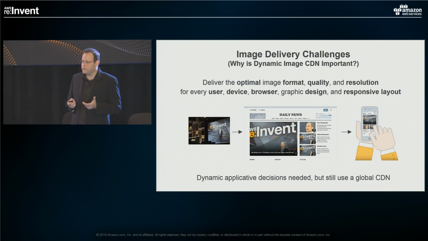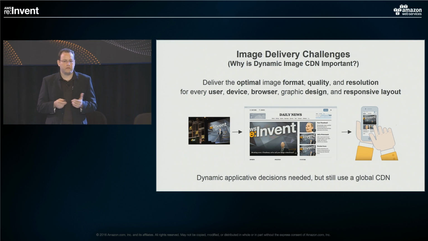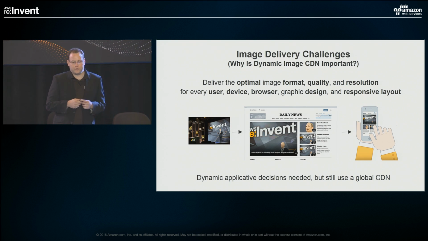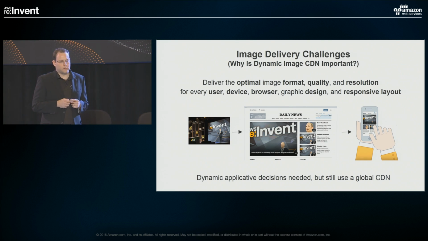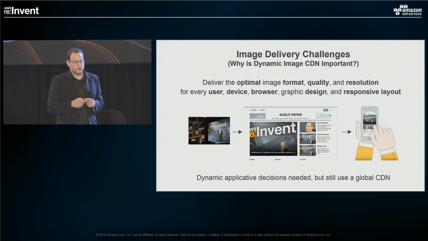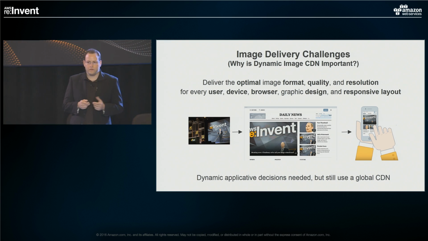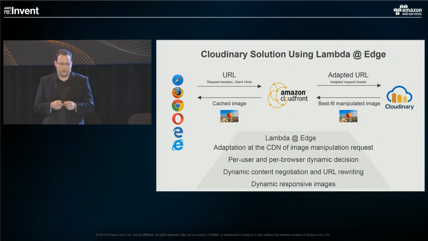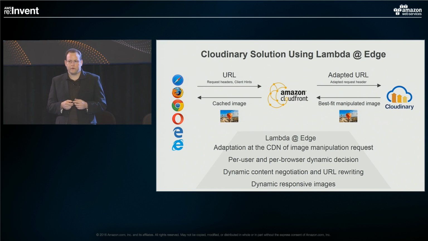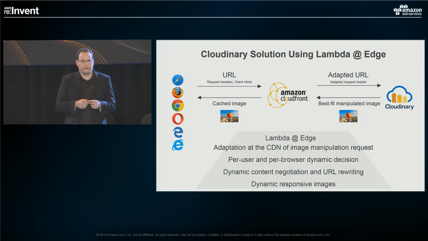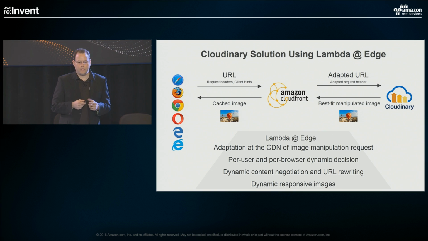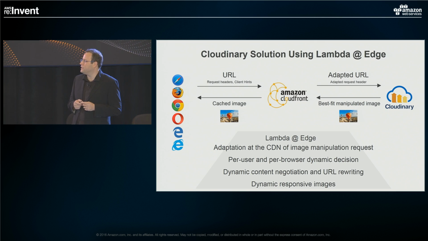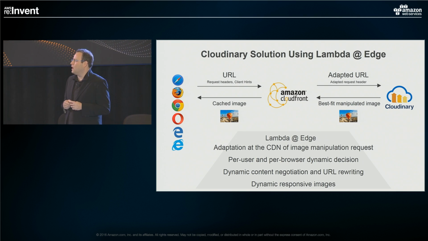Now, as developers, you suddenly have to deal with all sorts of new devices coming to the market. Different resolutions, different browsers, user locations, network capabilities, and responsive layout. You want to provide the best experience to your users, but you also want to enjoy the benefits of making dynamic decisions at the CDN layer. And this is where Lambda at the Edge presents a very good solution, where you can easily add actions at the CDN edge using very simple JavaScript.